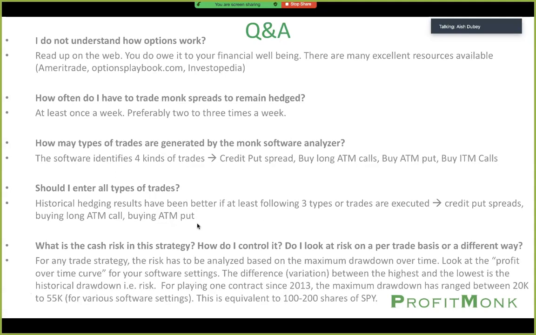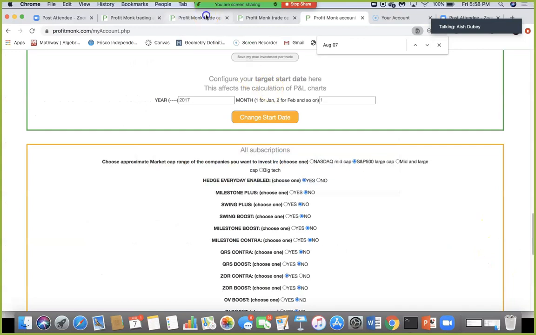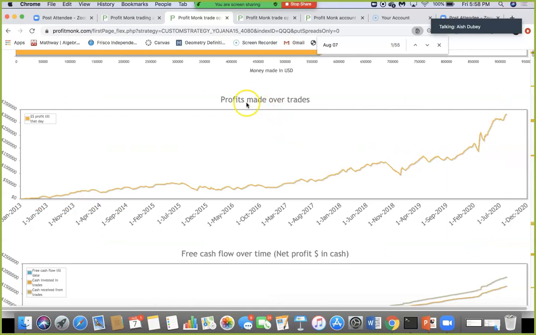What's the cash risk in this strategy? I think this is the most important question. How do you control it? Do you look at risk on a per trade basis or in any different way? So, for any given trade strategy, the risk has to be analyzed based on maximum drawdown over time. So, you should look at the profit over time curve, the curve that we were talking about, which is on top of the page right here. This is the profit over time curve, and you should look at that.